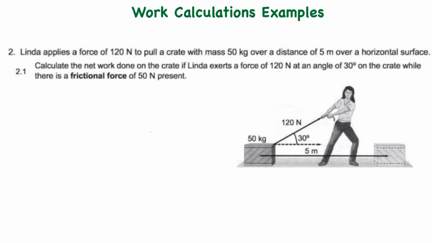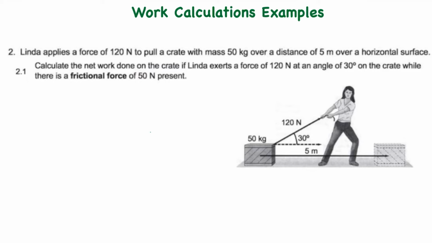Hi folks, in this video we're going to look at the calculation of the work done and the net work done. In the example here, Linda applies a force of 120 N to pull a crate with a mass of 50 kg over a distance of 5 meters over a horizontal surface. Calculate the net work done if Linda exerts a force of 120 N at an angle of 30 degrees on the crate while there's a frictional force of 50 newtons present.